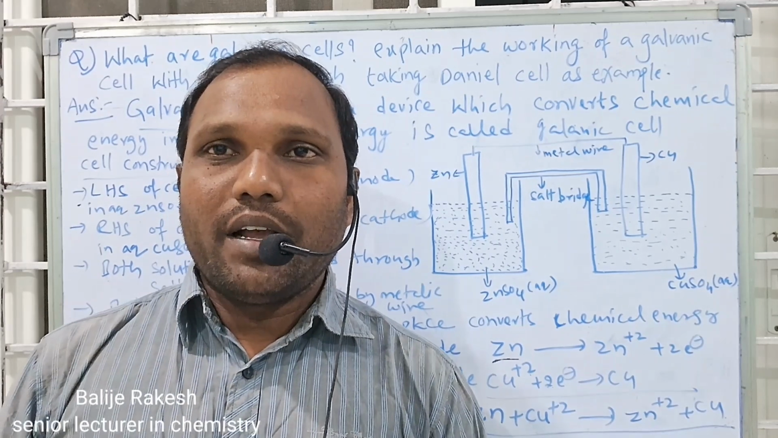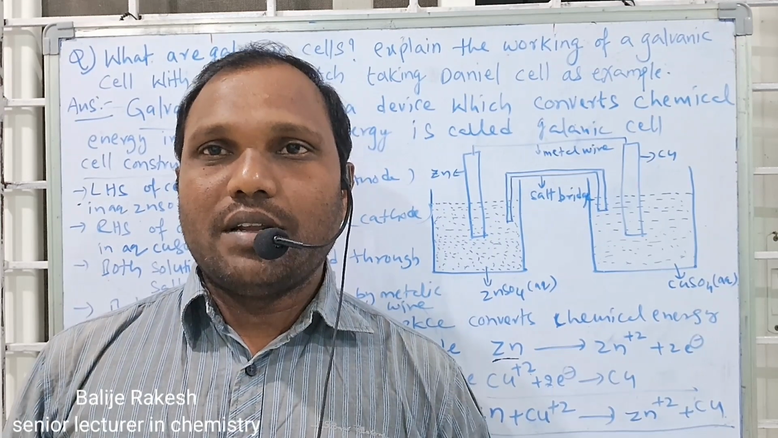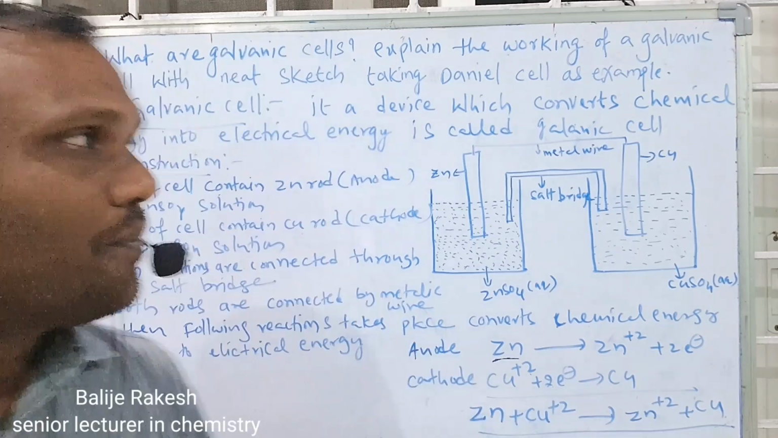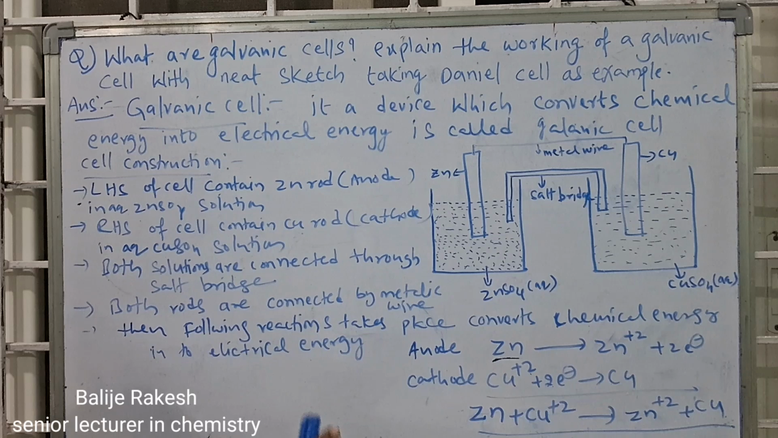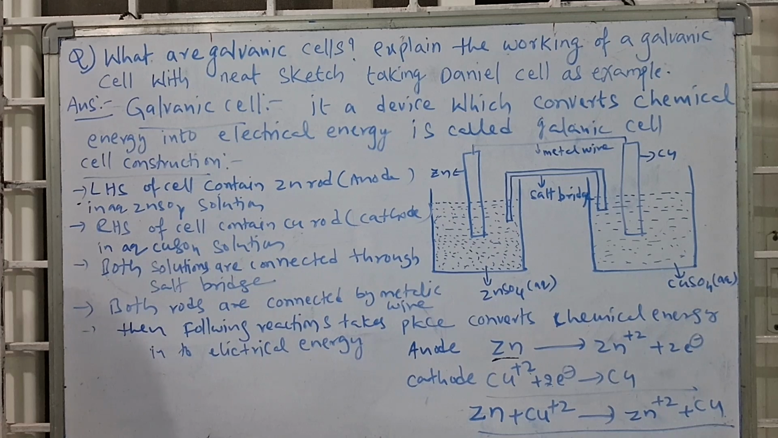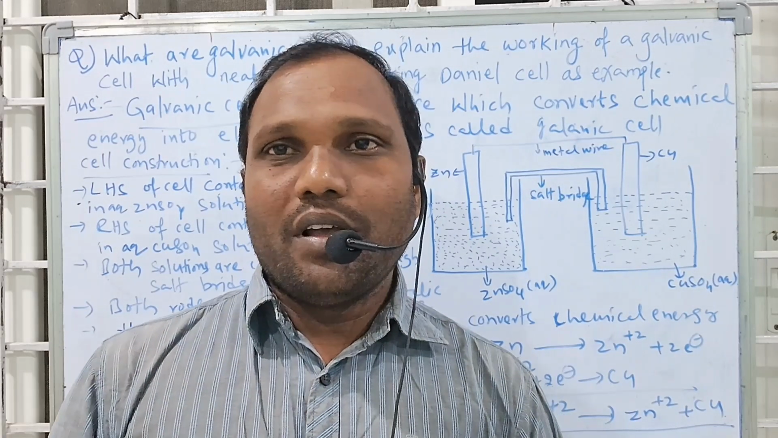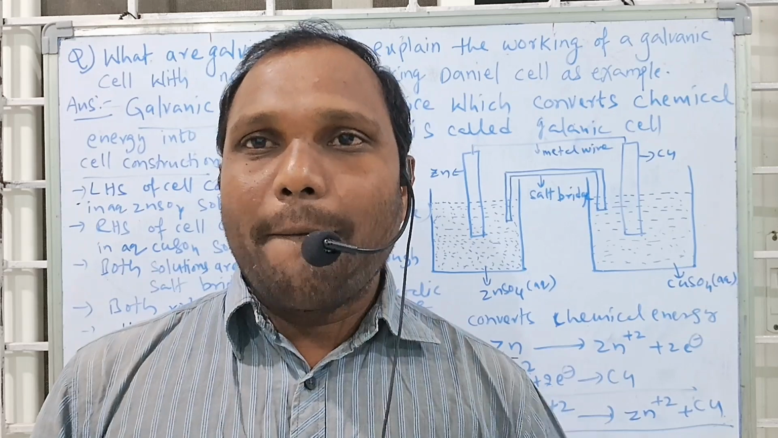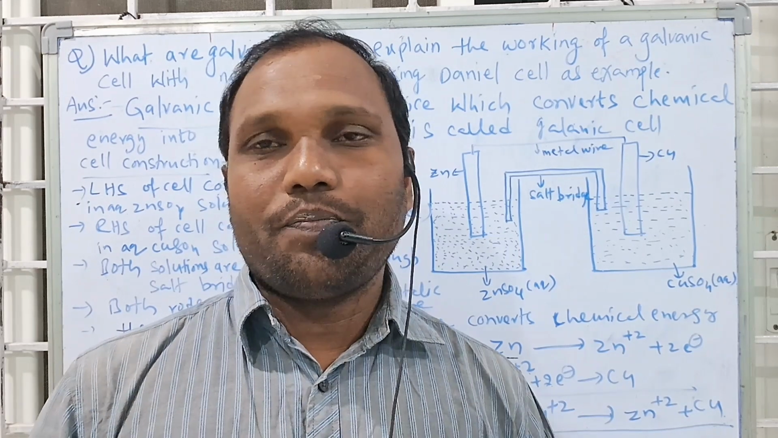Now I am explaining another important 8 marks question from the electrochemistry lesson. That question is: what is a galvanic cell? Explain the working of a galvanic cell with a neat sketch taking the Daniel cell as example. Here we need to define galvanic cell and give the example, diagram and working explanation.